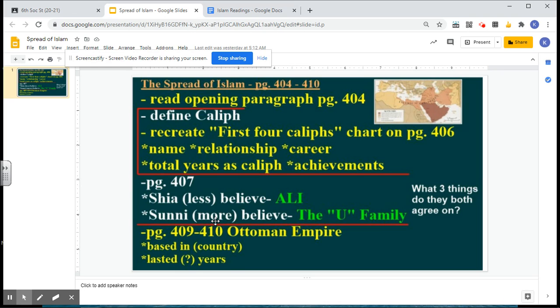Now, this less and more, I put that there for y'all so that you know that in the entire world today, there are actually less Shia Muslims and there are more Sunni Muslims. Okay, so in the world, there are less people that believe this type, and there's more Sunni Muslims that believe this type. But here's what it means pretty much.